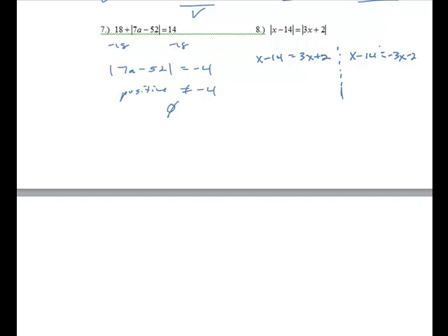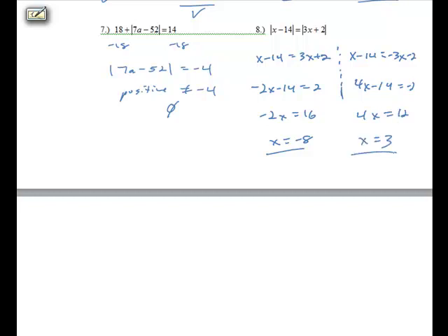The first one, subtract 3x from both sides. Negative 2x minus 14 is equal to 2. Add 14 to both sides. Negative 2x is equal to 16. So x is equal to negative 8. The second equation, add 3x to both sides, which gives us 4x minus 14 is equal to negative 2. Add 14 to both sides. 4x is equal to 12. So x is equal to 3. Once again, two solutions. You have to have them both.